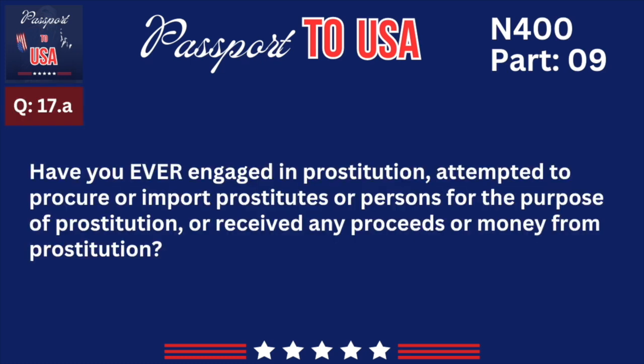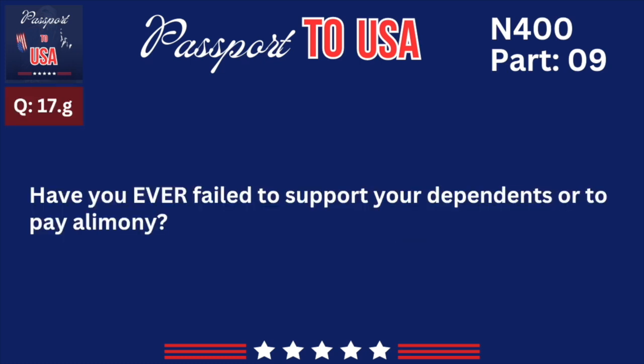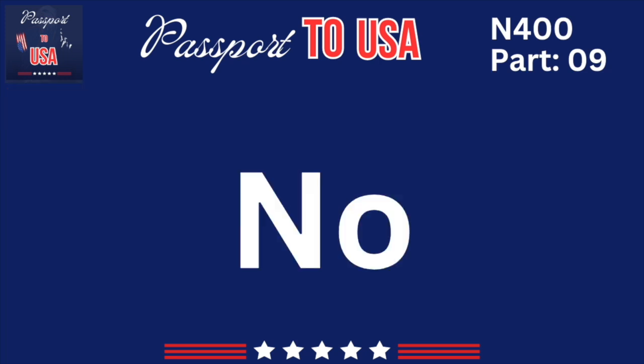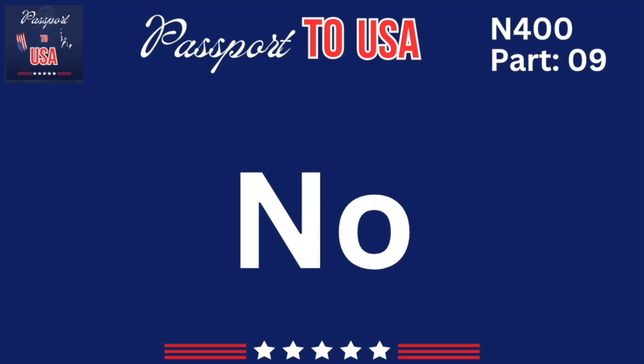Have you ever engaged in prostitution, attempted to procure or import prostitutes or persons for the purpose of prostitution, or received any proceeds or money from prostitution? No. Have you ever failed to support your dependents or to pay alimony? No. Are you currently a member of the U.S. Armed Forces? No.